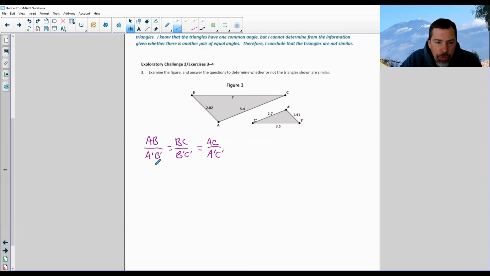So AB is 2.82. A prime B prime is 1.41. BC is 7. B prime C prime is 3.5. AC is 5.4. And A prime C prime is 2.7. Well, if I take 2.82 and divide it by 1.41, I get 2. 7 divided by 3.5 is 2. 5.4 divided by 2.7 is 2.